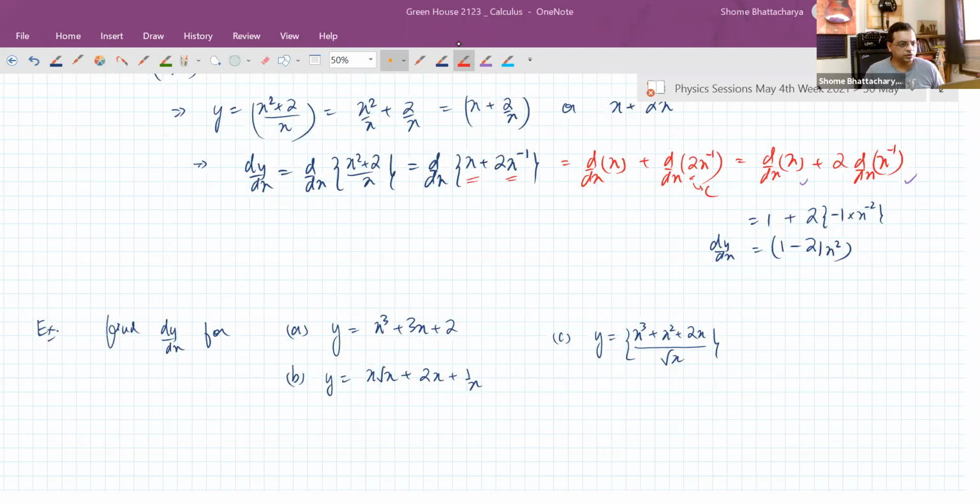Yes, Vatsal, we will do the question related to differentiation of quadratic equation also. Okay. Shivang, correct. Manya, correct.